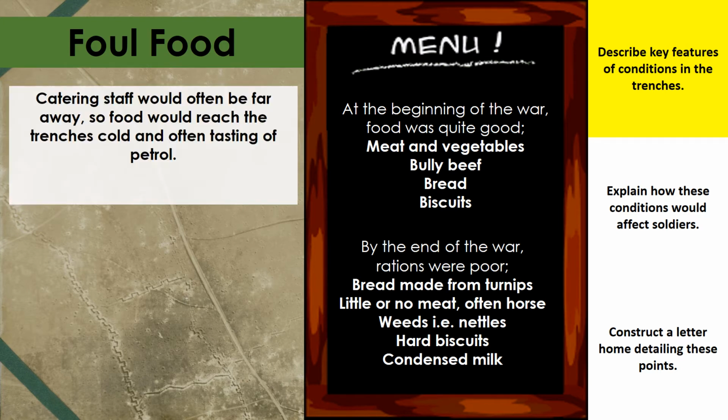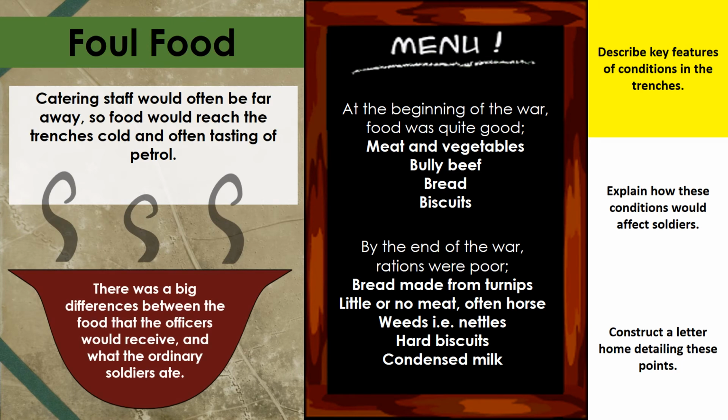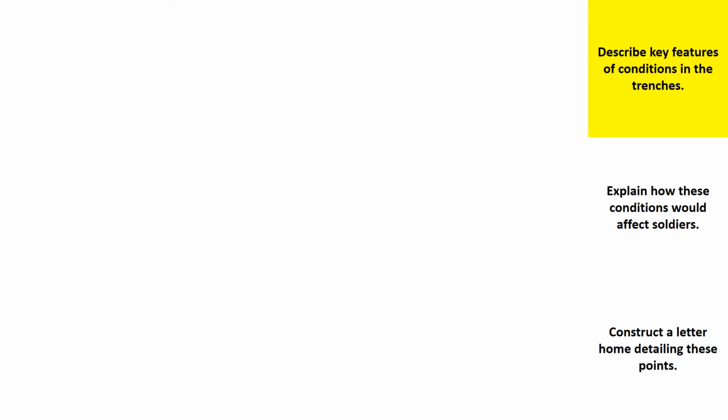Now, catering staff would often be far away, so food would reach the trenches quite cold, and sometimes it would taste of petrol, because sometimes food or water was transported in old petrol canisters, so you had the taste of petrol lasting in it as well. There was a big difference between the food that the officers would receive and what the ordinary soldiers ate as well. The officers obviously received more substantial food than the ordinary soldiers.